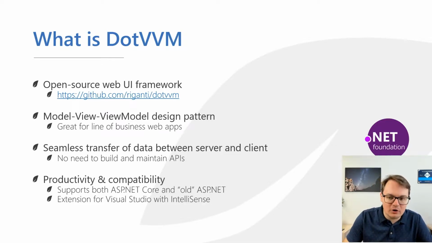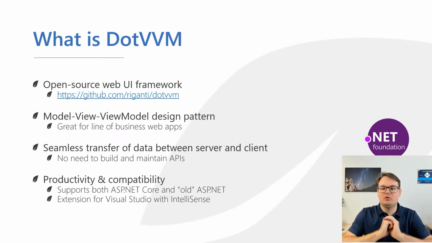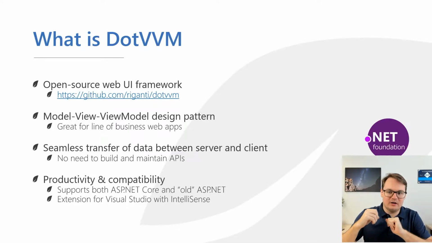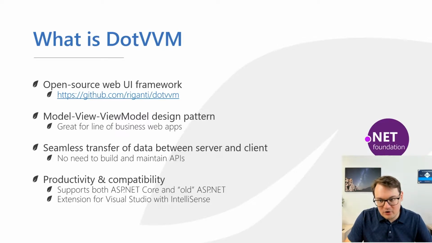And DotVVM takes care of a lot of things for you, which makes you more efficient. You don't need to build an API on the server and then write some client-side code that will just consume the API and call the functions, and probably you would, in other technologies, need to generate some clients for the API using Swagger or something like that.